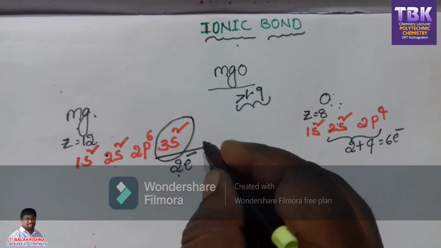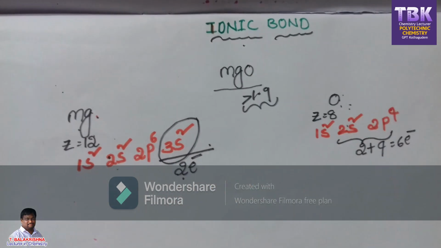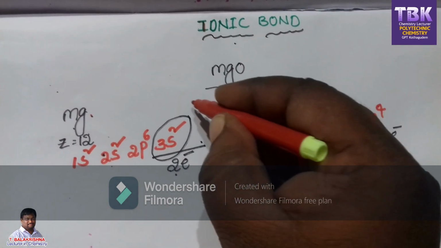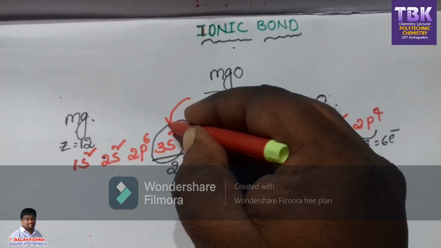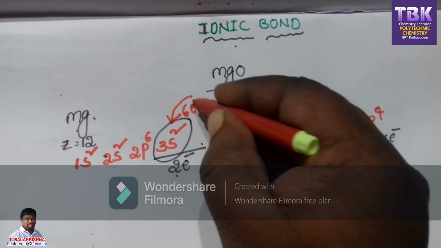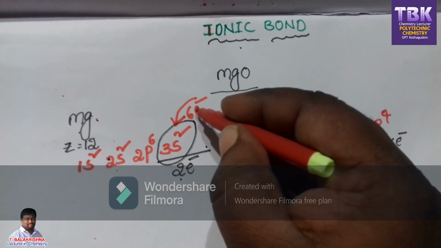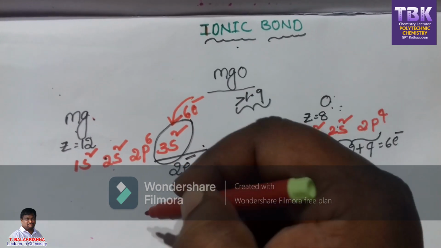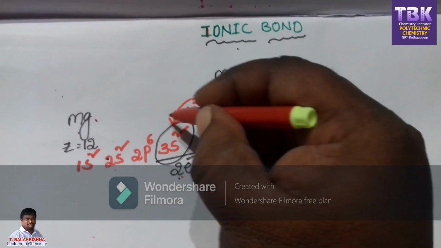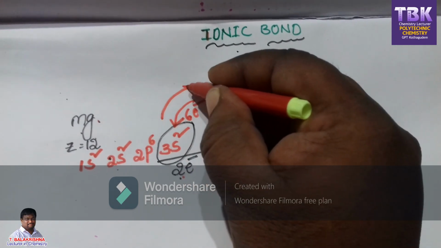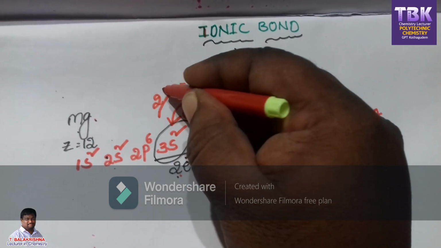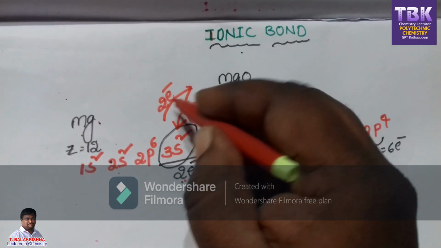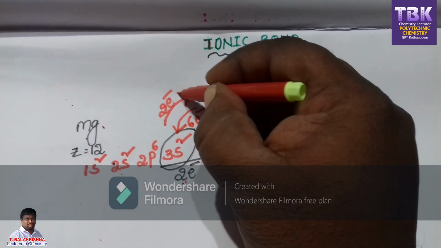The outermost orbit is the third orbit. It gets the stability by gaining 6 electrons. When it gains the 6 electrons, 6 plus 2, 8 electrons, it gets the octet electron configuration. The other process is losing the 2 electrons. So, which one is the easiest process? Here magnesium is ready to lose the electrons.